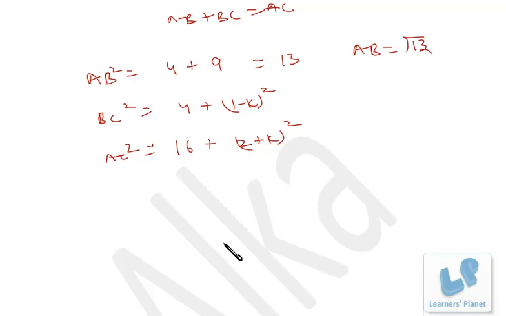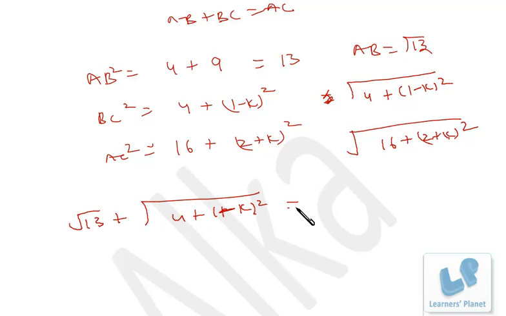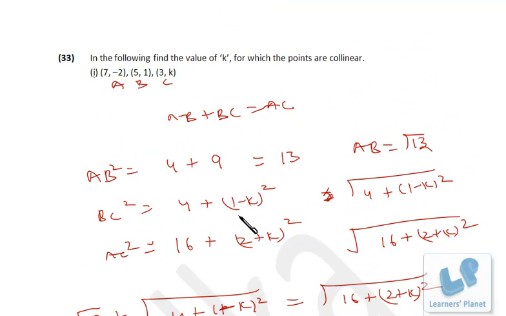So AB plus BC is equal to AC. So BC is equal to root of 4 plus (1 minus K) whole square, and AC is equal to root of 16 plus (2 plus K) whole square, right? Now we just have to put in the values, that is root 13 plus root of 4 plus (1 minus K) whole square is equal to root of 16 plus (2 plus K) whole square. Now you just have to square both the sides, and solve it to get the value of K, right? So this is a bit lengthy question, but if it is asked in examination, you can solve it in this manner. Okay.